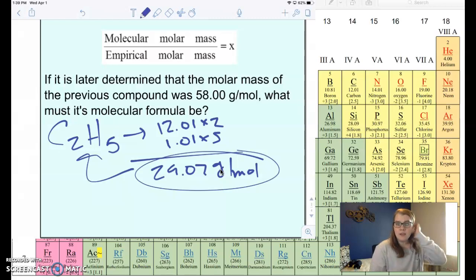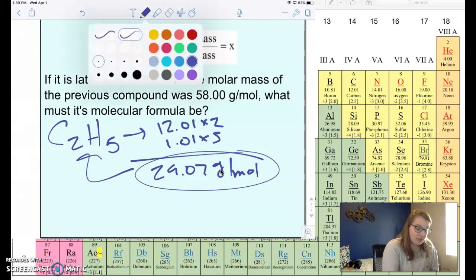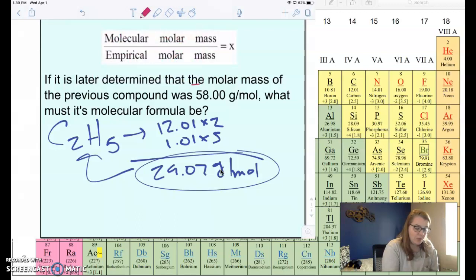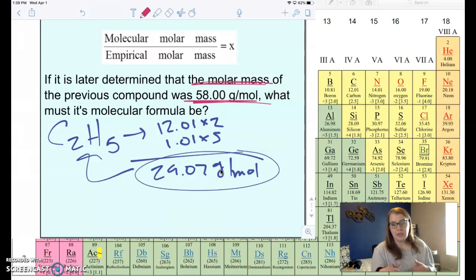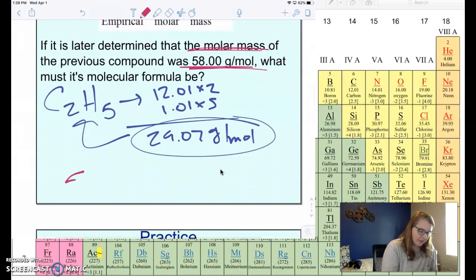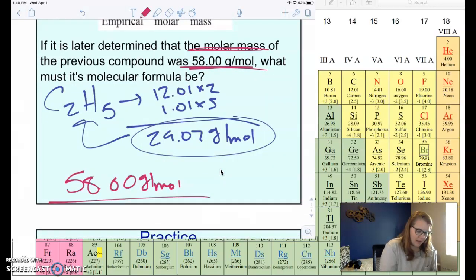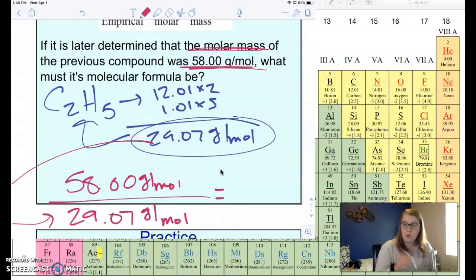What this is telling us is the molar mass of the actual compound that we decomposed. What we're actually trying to figure out was 58.00 grams per mole. So now what we can do is figure out a ratio between these. So the molecular molar mass is the 58.0, so that's the actual one. And then the empirical molar mass is 29.07. That is the molar mass of the compound we had figured out previously.